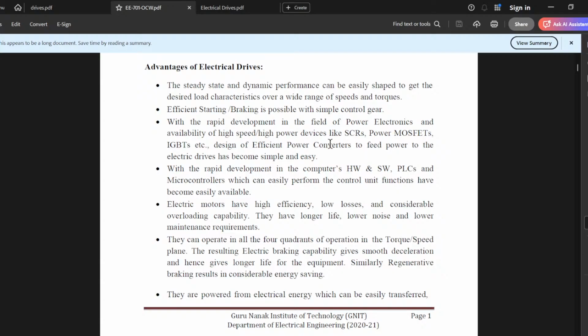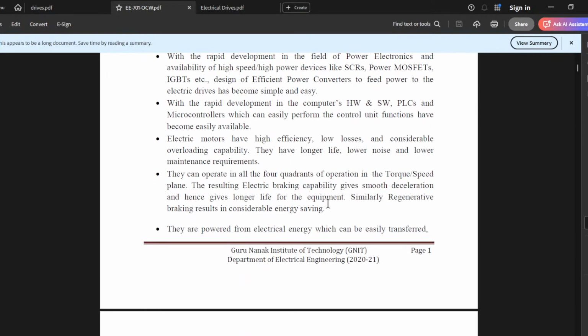The fourth one is with the rapid development in computers, PLCs, microcontrollers. What is HW and SW? Hardware and software. See, sometimes even I don't get it. So, with the rapid development in computer hardware and software, PLCs, programming languages, controllers, microcontrollers, which can easily perform the control unit functions, have become easily available. Okay. So, computer friendly. In one word, I can say it's computer friendly. Okay, try to make short notes. Don't try to remember and write all of these.